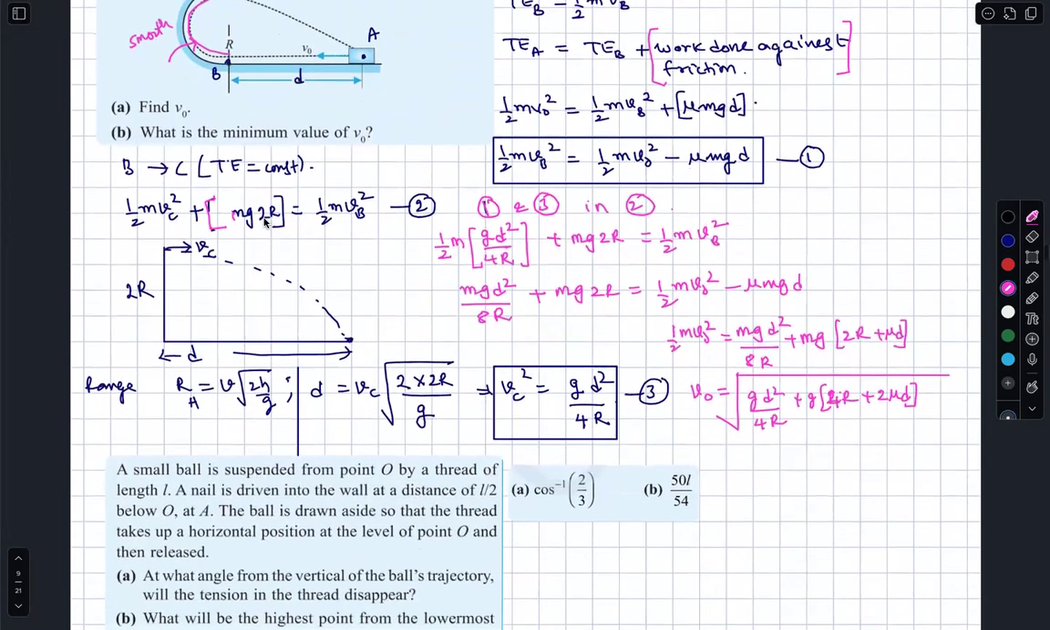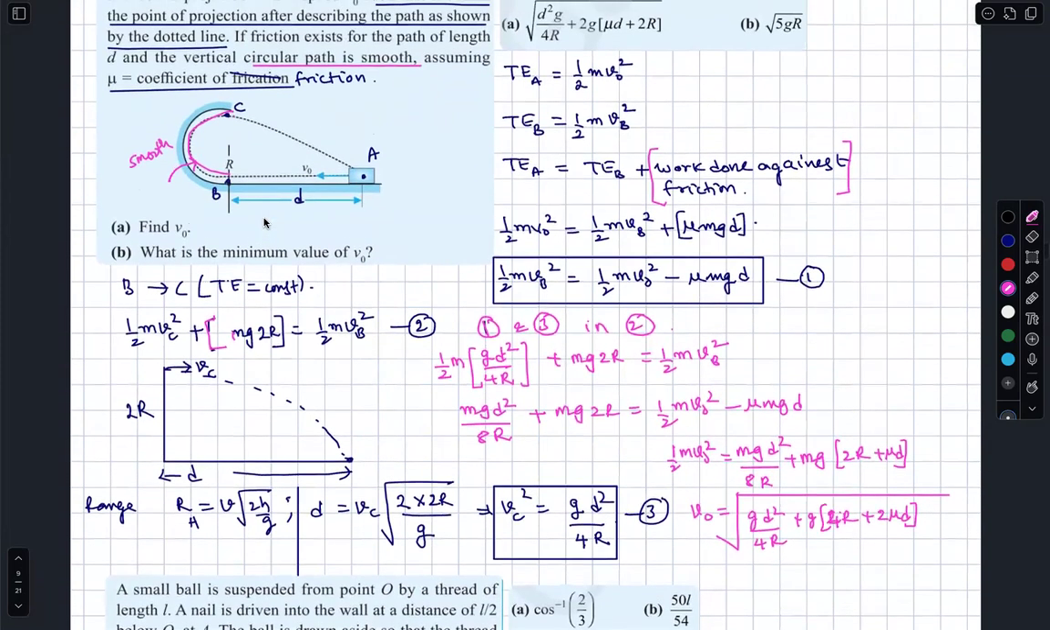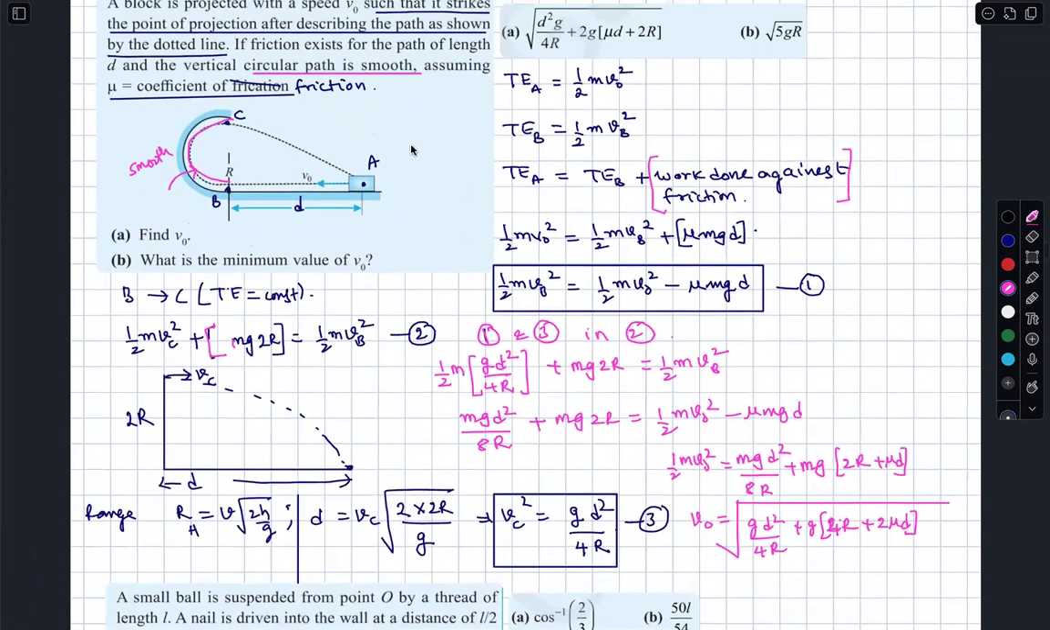Now, by the way, next point, they want the minimum value of V naught. The question is very clear. At point B, it should have a velocity of root 5 here. Now put D equal to 0. If you put D equal to 0, the minimum required is root 5 ZR. Just put D equal to 0. Otherwise, you just do the differentiation part.